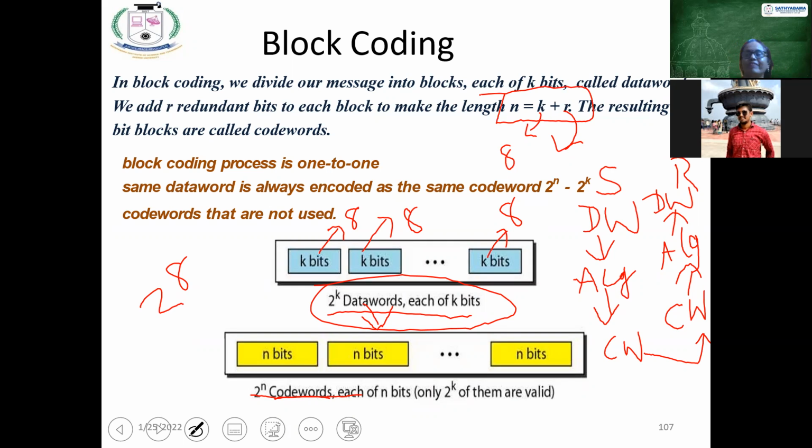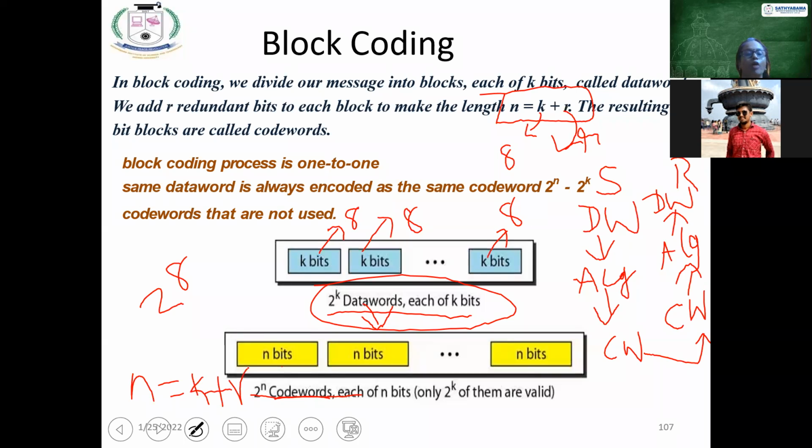Sometimes when we add 3 bits, my CRC value will also be 3. In the cyclic redundancy check that is so, while in the vertical redundancy check only 1 bit is the redundancy bit, and when we perform the checksum, we have 8 bits of redundancy. So that all depends on the method. I'm saying my code word is generated now. The code word length is k bits of data word plus the redundancy bit. So n equal to k plus r.